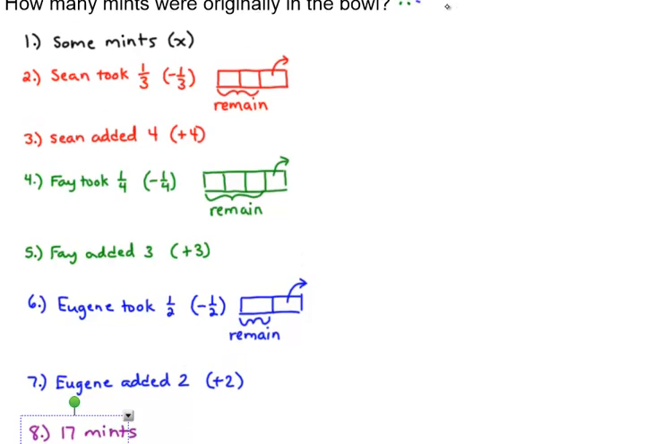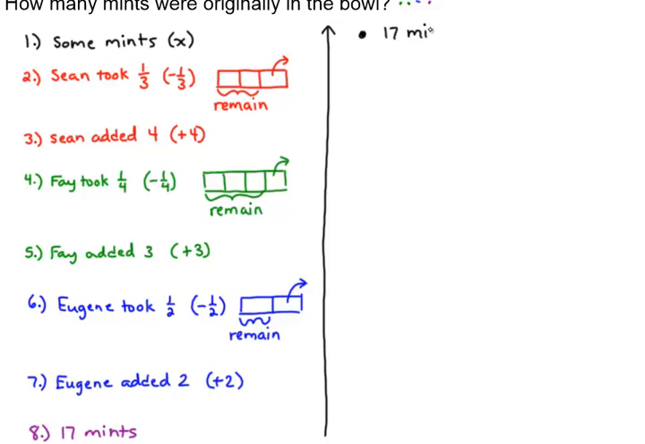Okay, so when we work backwards, we're going to start from the 17, and we're going to work our way back up. So 17 mints is where I started. Okay, Eugene added 2. So before he added 2, there must have been 15 in there to get 17. So what we're going to have to do is the opposite. We're going to have to subtract 2.